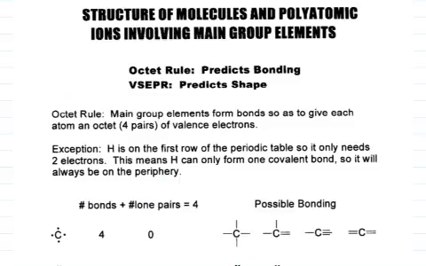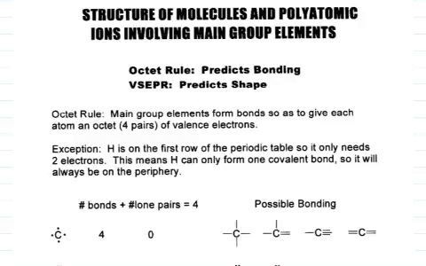Now let's go over the structure of molecules and polyatomic ions involving main group elements. The octet rule predicts bonding, and VSEPR predicts the shape. Remember, sometimes we do break the octet rule, so don't use that as your rule of thumb. What is the octet rule?